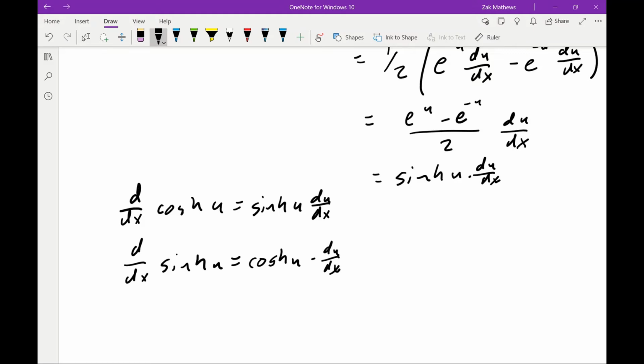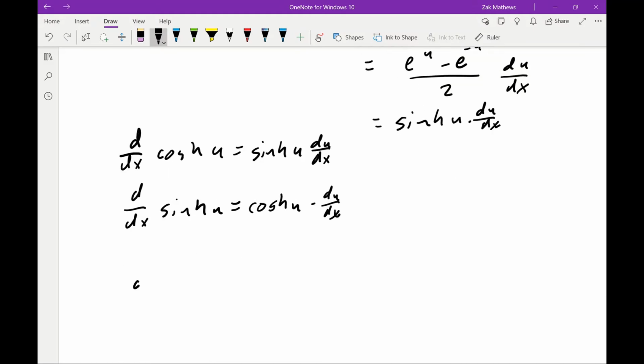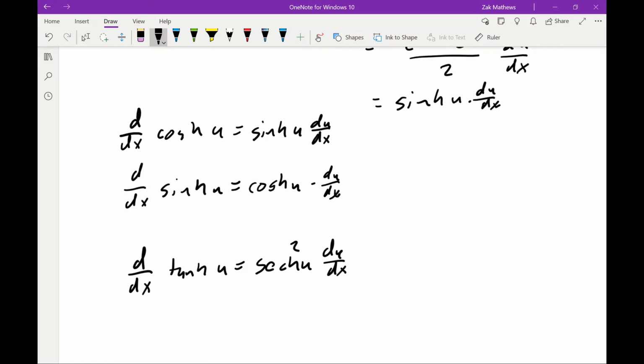If we take the derivative of the tangent function, the derivative of tanh of u is equal to sech squared of u, du dx. That should look very, very similar to what we remember from before. The derivative of tangent is just secant squared. Here we're dealing with the hyperbolic functions, but it's the exact same. It even keeps the same sign in this case.